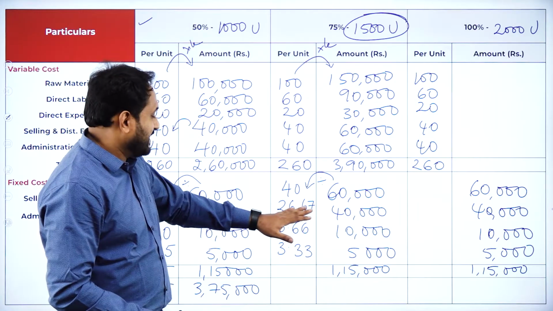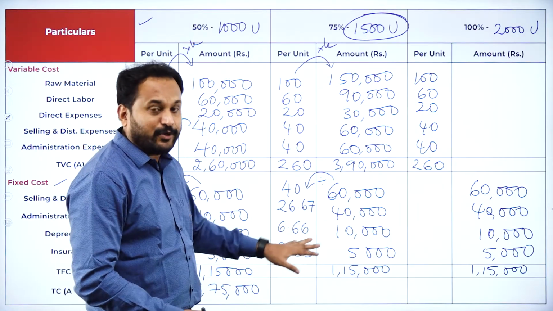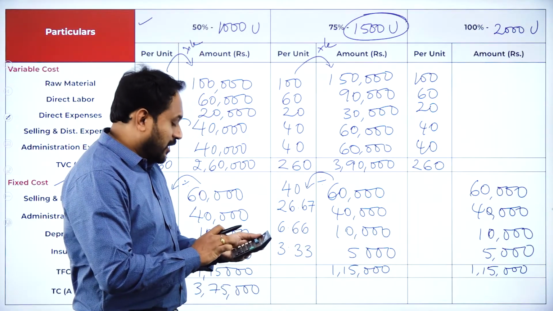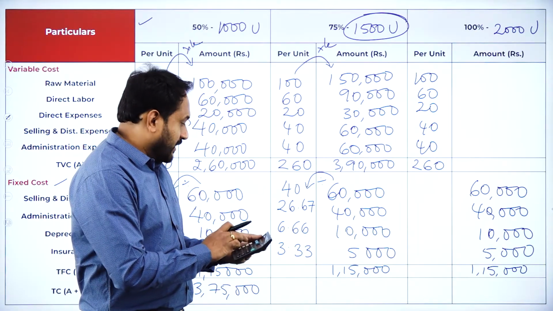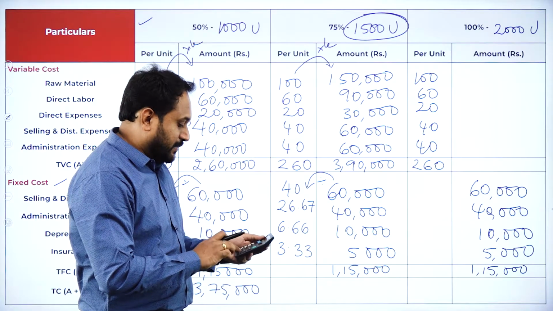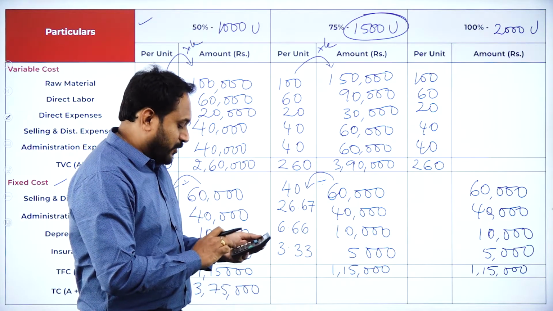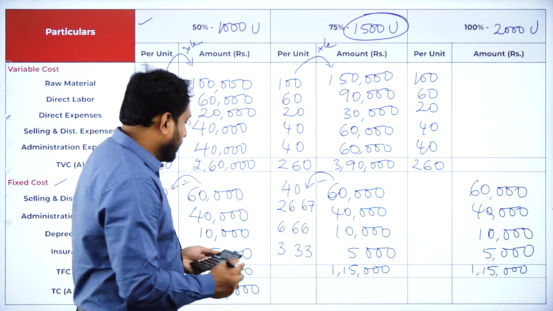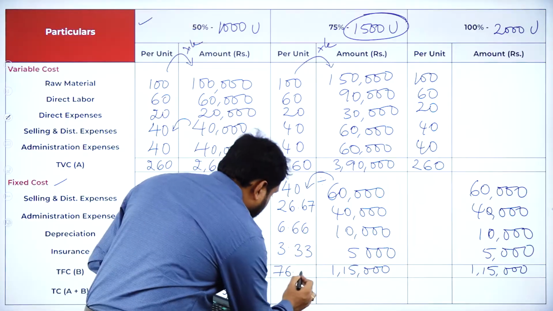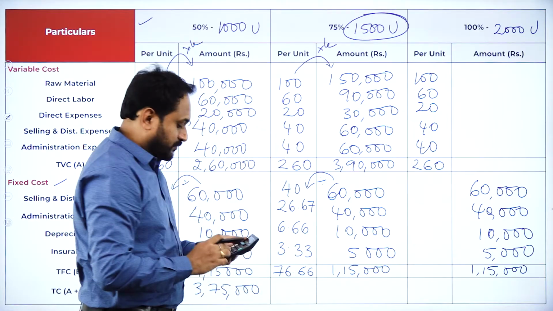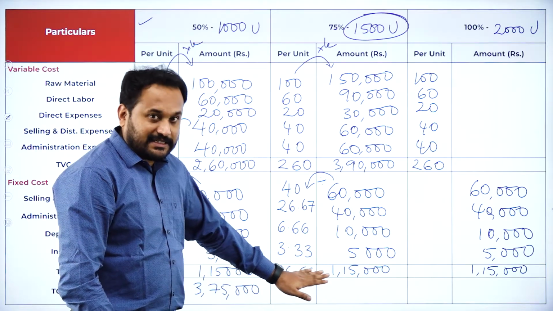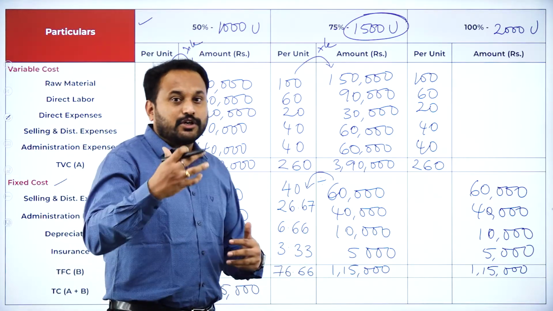So let's calculate this. 40, 26.67, then 6.66 and 3.33. You people are very faster than me. I know that you people are already calculating it. 0.67 plus 6.66 plus 3.33. So we got 76.66. See, if we get 76.66, now you will have a doubt here.